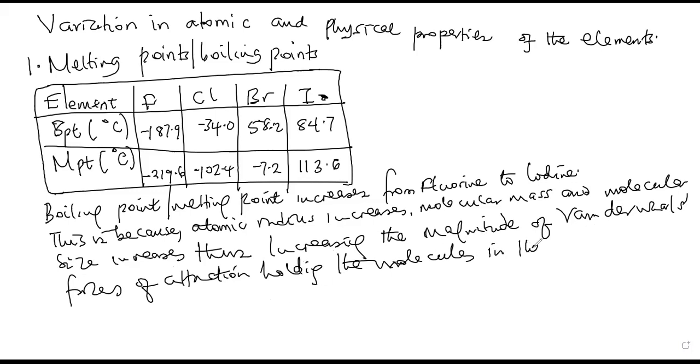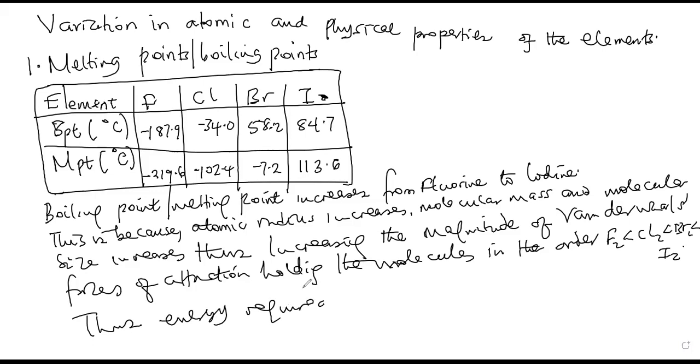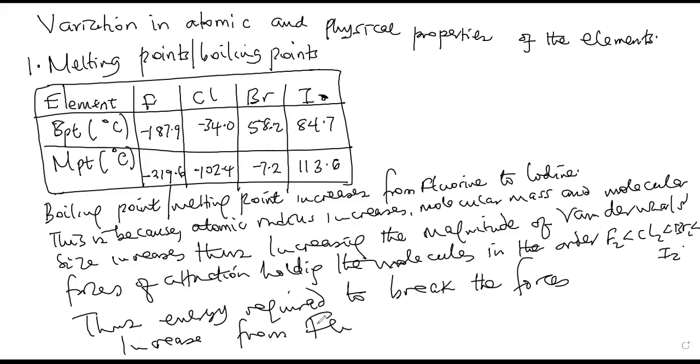In which order? In the order fluorine, then chlorine, then bromine, and finally iodine. Thus the energy required to break these forces increases from fluorine to iodine. That is the first physical property.